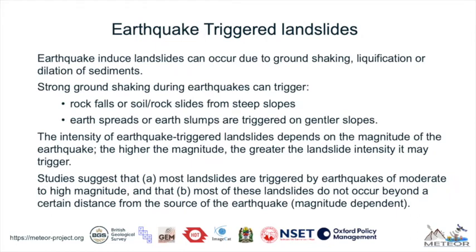Next, we'll look briefly at earthquake-triggered landslides. Earthquake-induced landslides can occur due to ground shaking, liquefaction, or shaking-induced dilation of sediment, which allows rapid infiltration of water. Earthquakes trigger different styles of movement, but it's predominantly falls, soil slides and rock slides. And we also saw different types of landslides for different slope angles: rock falls or soil or rock slides for steeper slopes, and earth spreads and slumps triggered on gentler slopes.